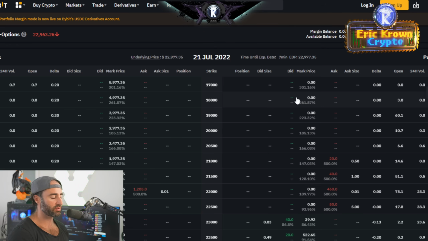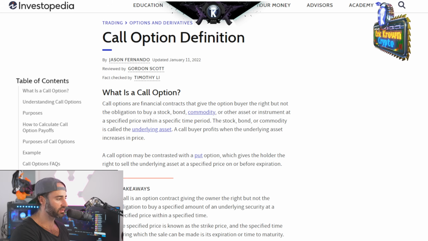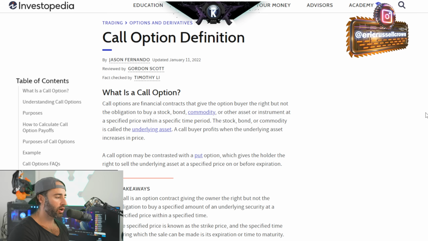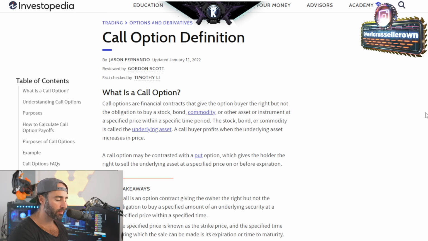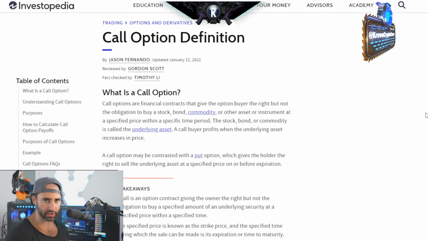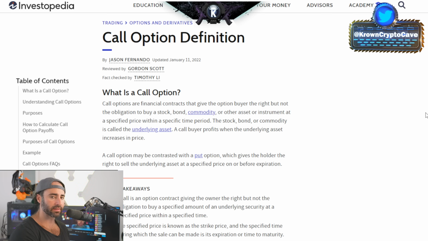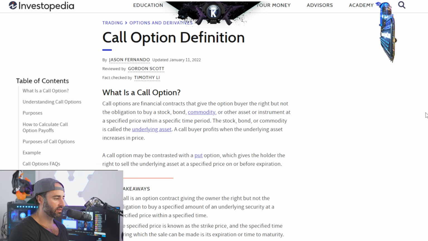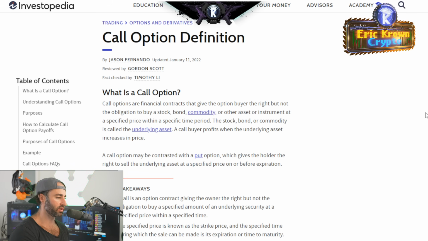But first and foremost, well, what is a call option? For this, we will go over here to trusty Investopedia and just read straight off the dictionary right now. Call options are financial contracts that give the option buyer the right, but not the obligation, to buy a stock, bond, commodity, or any other asset or instrument, Bitcoin in this case, at a specified price within a specified time period. That last portion there, very key, however. The stock, bond, or commodity is called the underlying asset. A call buyer profits when the underlying asset increases in price.